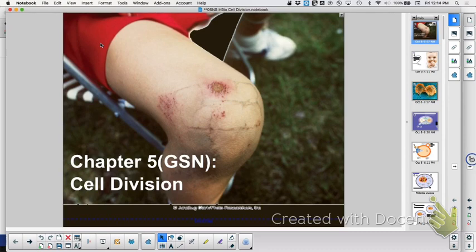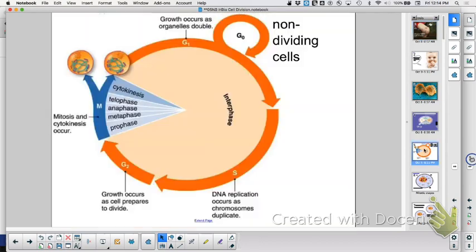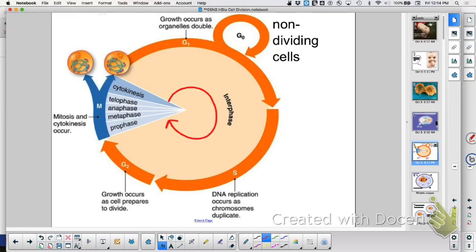All right, so the things we need to review for mitosis. First thing I would recommend that you review is the cell cycle. You want to remember the bulk of the cell's time is in interphase, all of this is interphase. And we have G1, we have S, and we have G2.